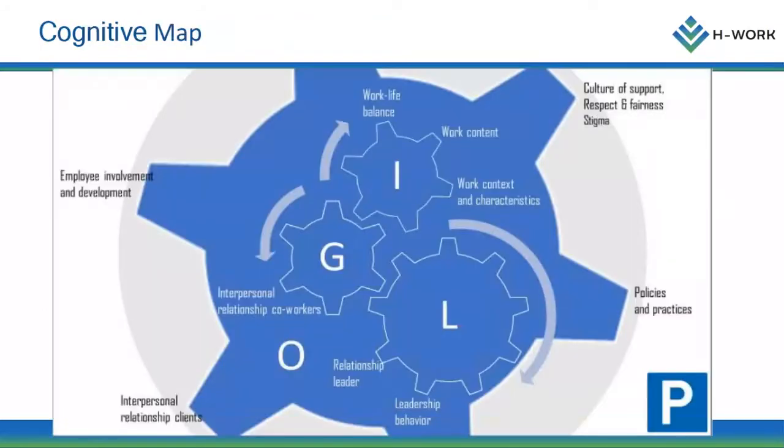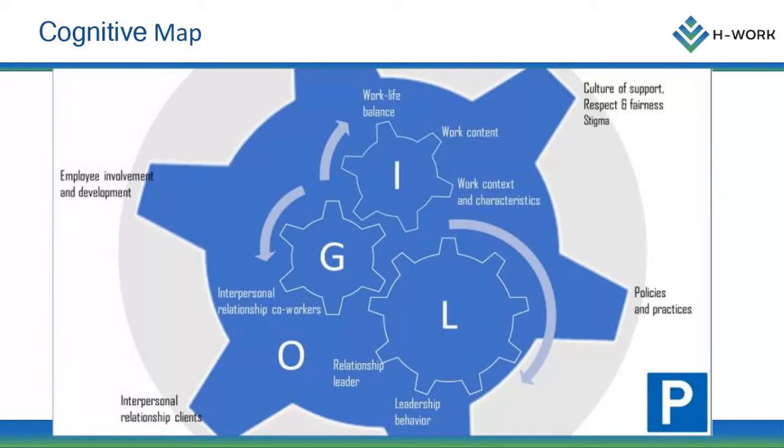So this is the map that we have used. These different cogs represent the different levels on the IGLO model. The sizes are not meant to represent importance, it's more levels of analysis, with the lowest level being individual, that's the I, the G being the group, the L leader level, and then the highest level is organisational, which is the big cog. So all of the smaller cogs fit within that.